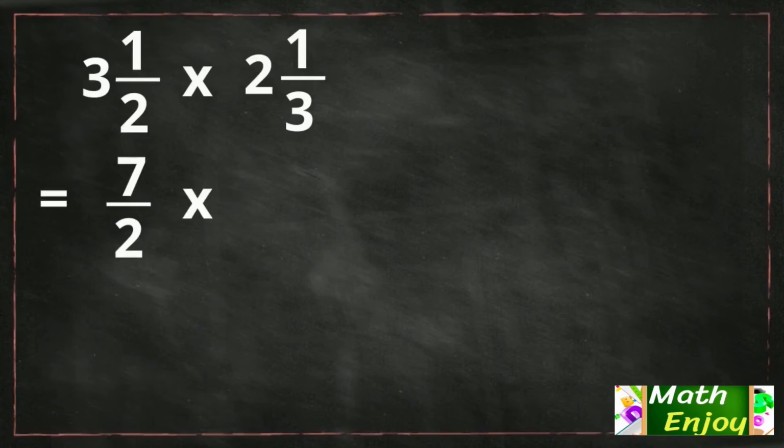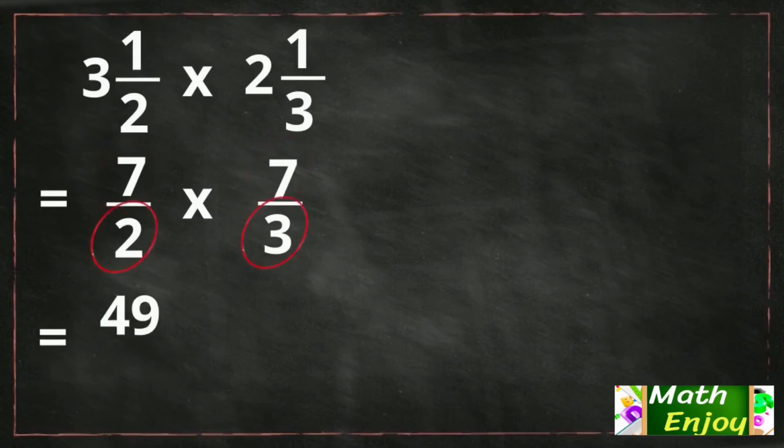Next mixed number also we will convert into an improper fraction. 3 times 2 is 6. 6 add 1 is 7. Numerator is 7. Denominator should be 3. Now we have to multiply two improper fractions. We have to follow the same method. First we will multiply the numerators together. 7 times 7 is 49. 2 times 3 is 6. 49 over 6. But this is an improper fraction.